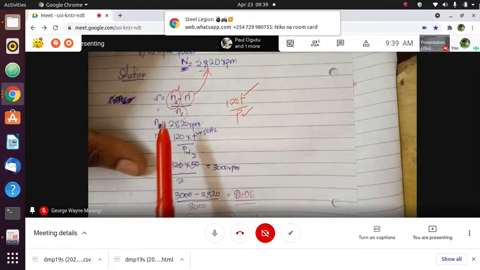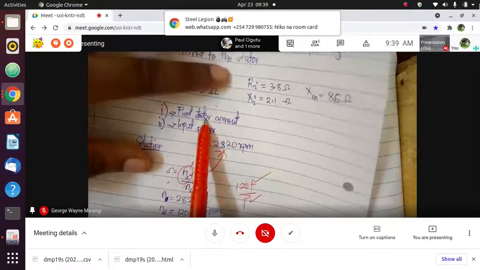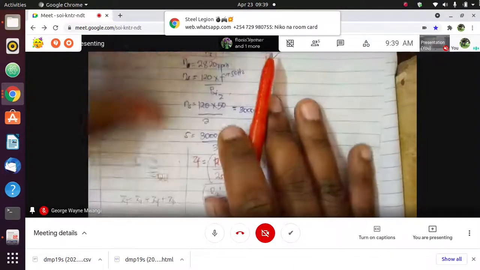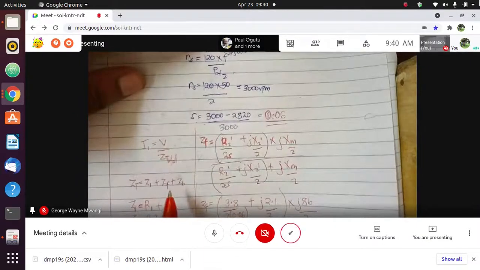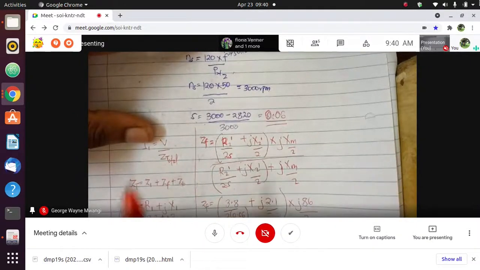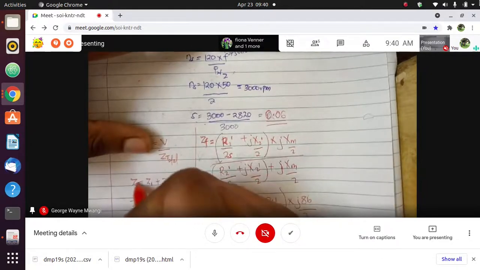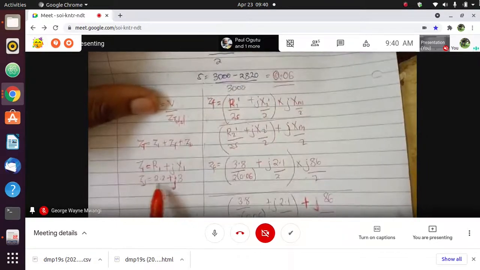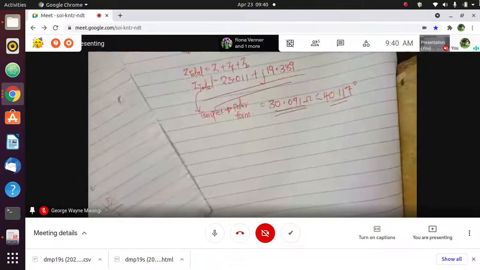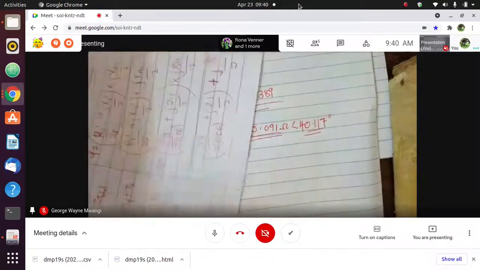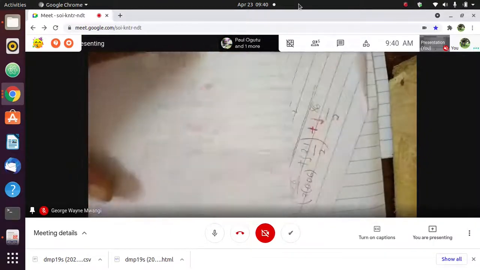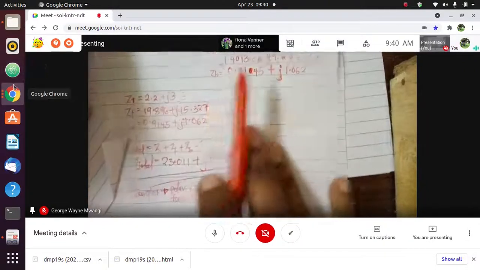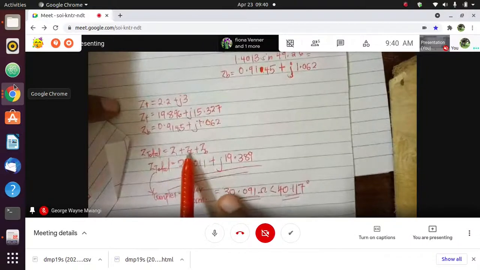Now the question was asking us to find the stator current and to find the input power. Now how do we find the stator current? We take the supply voltage divided by the total impedance. And how do we find the total impedance? ZT, Z total, is Z1 plus ZF plus ZB. We have the value of Z1. We have calculated the value of ZF, and we have calculated the value of ZB. Now Z total will therefore be Z1 plus ZF plus ZB.